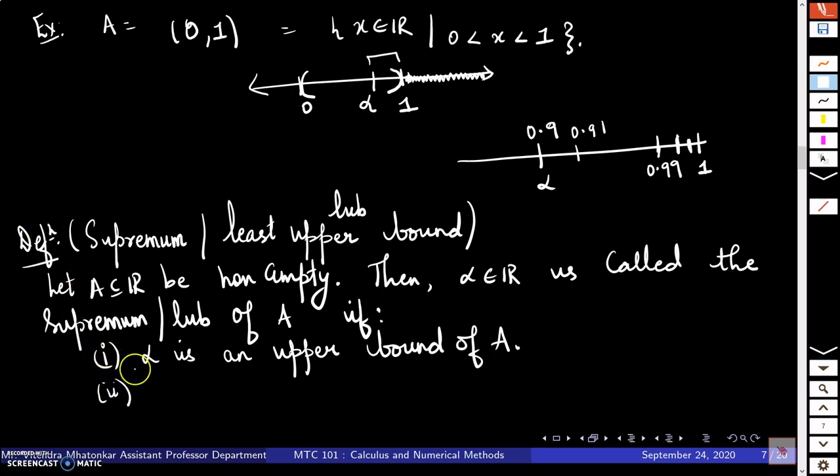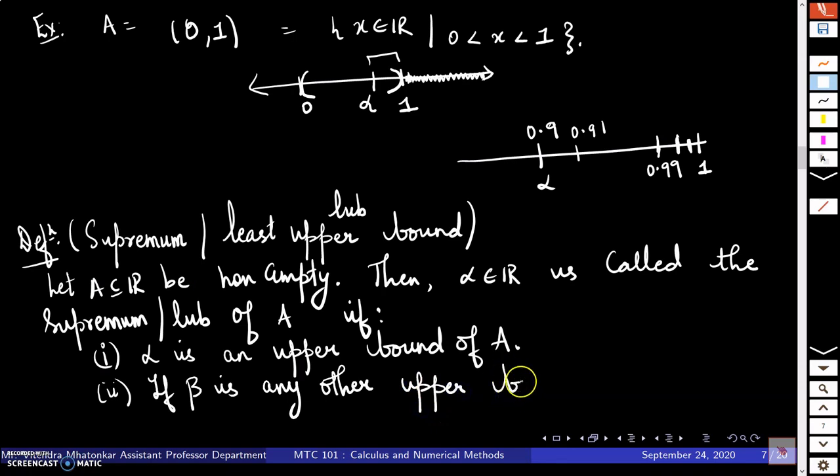Okay. So second, to say that alpha is the least, if beta is any other upper bound of A, then alpha must be less than or equal to beta.